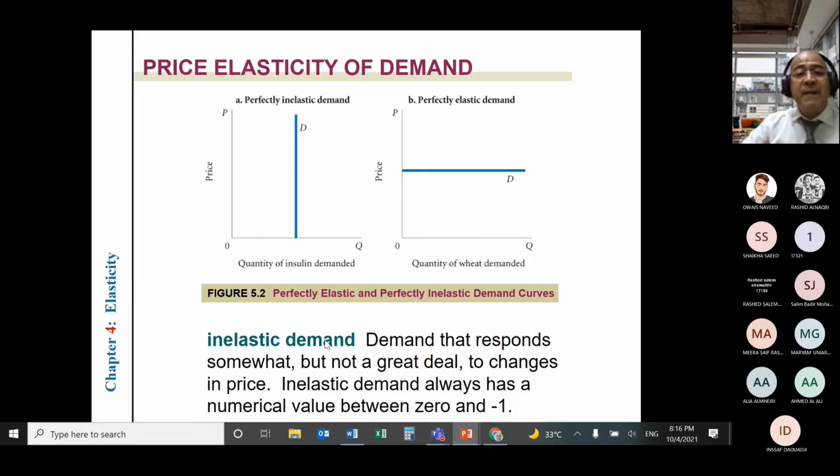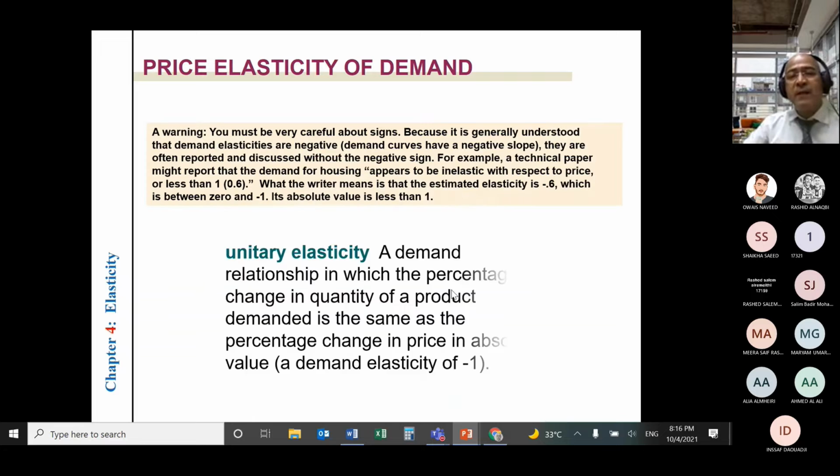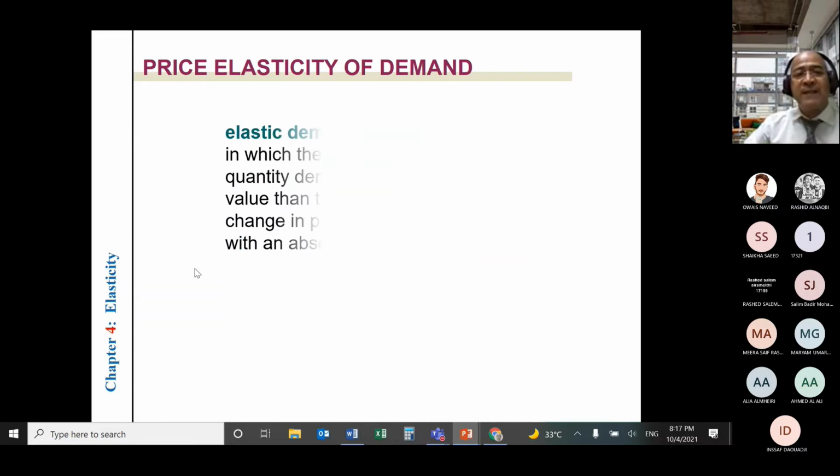In an inelastic demand curve, the curve becomes steep. The percentage change in quantity is less than the percentage change in the price. For unit elasticity, the percentage change in quantity is similar to the percentage change in the price. So the elasticity becomes 1. This is unit elastic.